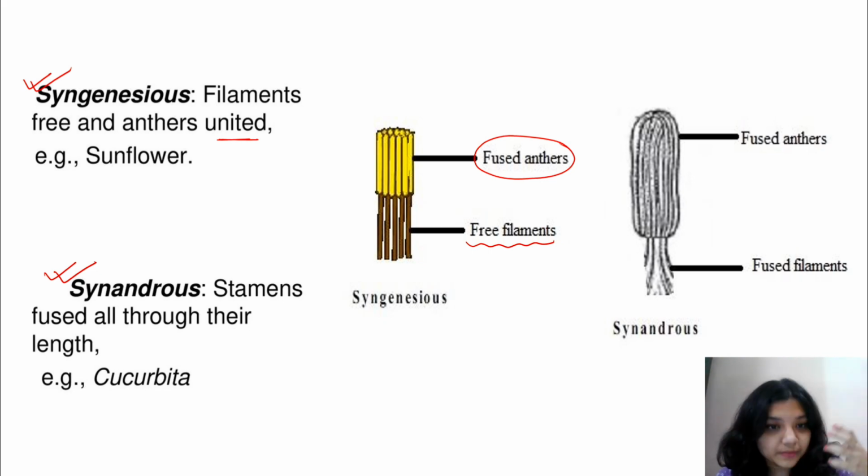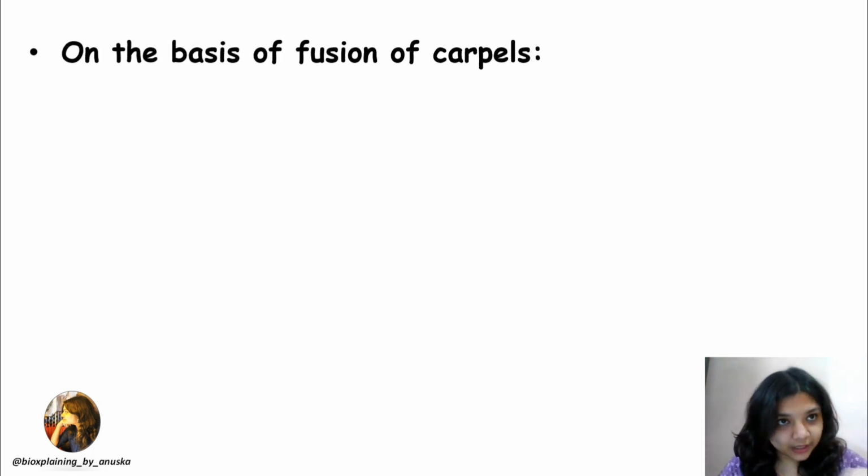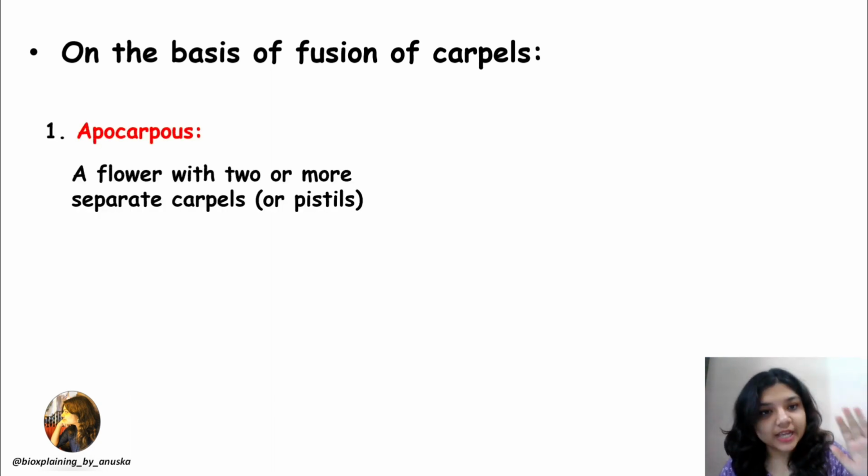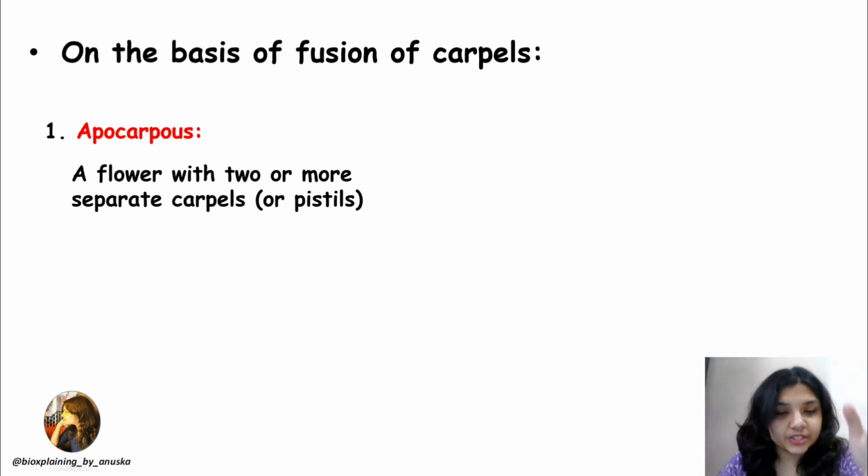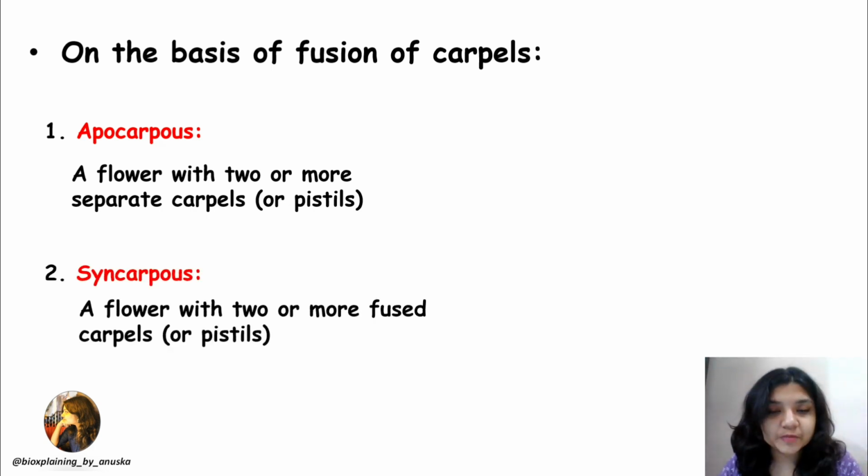And in case of the Synandrous category, here the stamens are fused all throughout. That is, the filaments are also fused, the anthers are also fused. And a good example is the cucurbita. The type of classification that we are going to now talk about is about the carpels. So we are classifying flowers on the basis of the fusion of carpels. The first category is Apocarpous. So Apocarpous means the carpels or the pistils are separate from each other. And Syncarpous means they are fused.